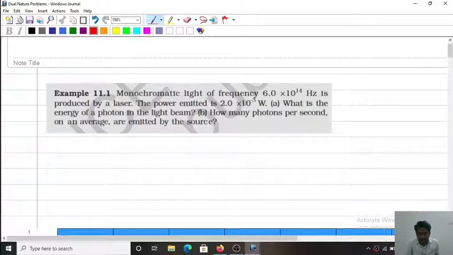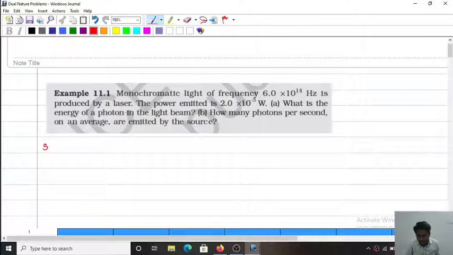When a monochromatic light of frequency 6 into 10 power of 14 hertz is produced by a laser, the frequency of light emitted by the laser is given as 6 into 10 power of 14 hertz. The power emitted is 2 into 10 power of minus 3 watts. The question is, what is the energy of a photon in the light beam and how many photons are emitted per second on an average? That is what we need to find.